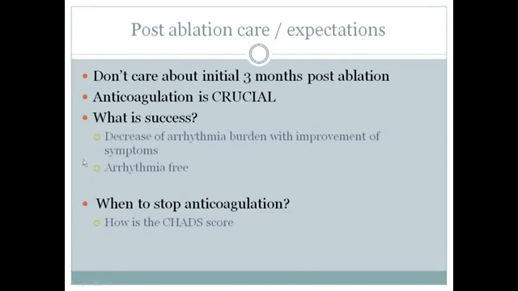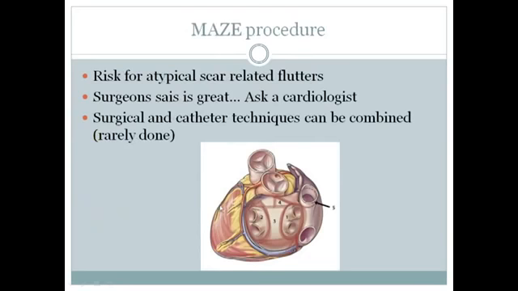So what to expect out of it? After an ablation, there's some inflammation, so we don't care about what happens in the first 3 months after an ablation, and that's important to know. If you send somebody for a procedure and they come back with atrial fibrillation, we don't care in the first 3 months. We wait for the inflammation to go away and see where we're standing. Anticoagulation is crucial after these ablations for at least a month, and if our paroxysmals are persistent, they continue. What is success? Decrease of arrhythmia burden, improvement of symptoms, not necessarily arrhythmia-free. When to stop the anticoagulation depends on the CHA2DS2-VASc score and your arrhythmia burden.